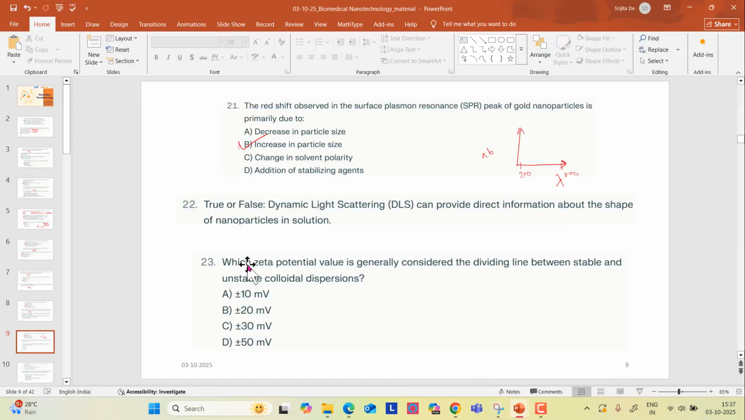Next is, DLS can provide direct information about the shape of the nanoparticles in solution.